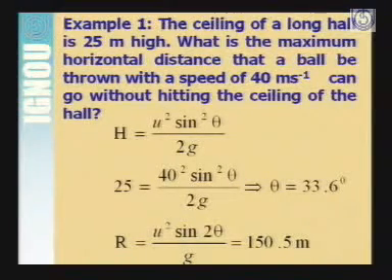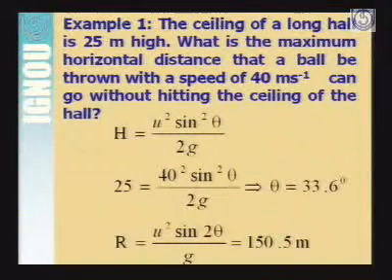The ceiling of a long hall is 25 meter high. What is the maximum horizontal distance that a ball thrown with a speed of 40 meter per second can go without hitting the ceiling of the hall? First of all, for this problem we have the height, that is 25 meter, and the velocity with which the particle is being thrown, that is 40 meter per second, and g is 9.81.